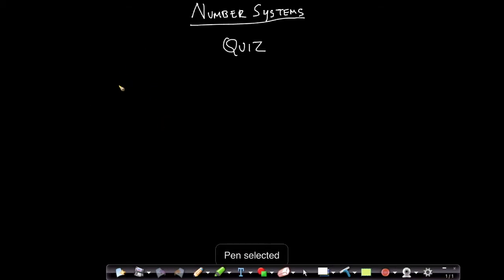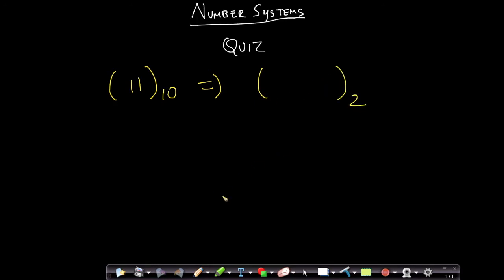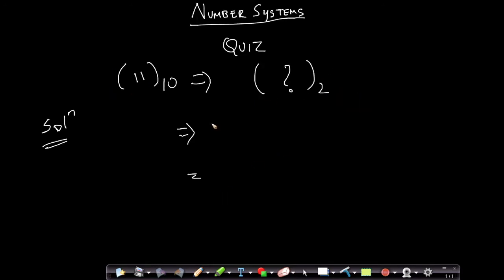So here's your quiz. Convert the number 11 in decimal to its binary equivalent. Here's the solution. For number 11, we want to start with at least 2 to the power 3, which will give us 8, and so on until 2 to the power 0, which will give us 1.